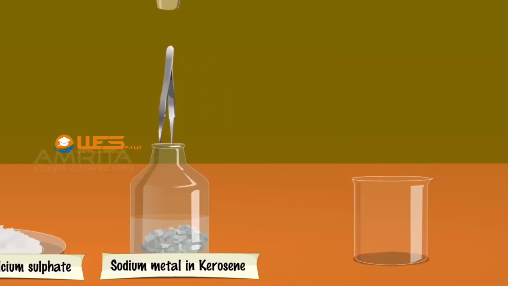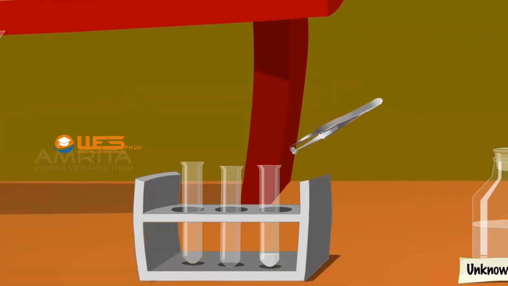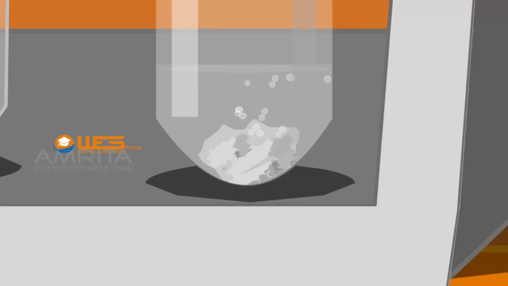Take small pieces of sodium metal using a forceps. Place it on a filter paper and dry it with another filter paper. Add 2 to 3 pieces of sodium metal into the test tube using a forceps. Alcohols react with active metals like sodium to produce effervescence due to the liberation of hydrogen gas.